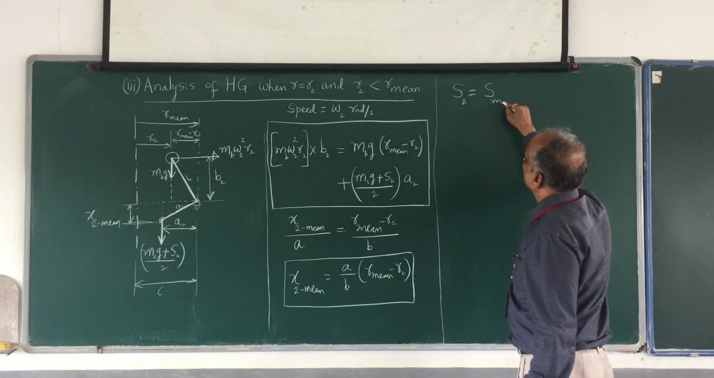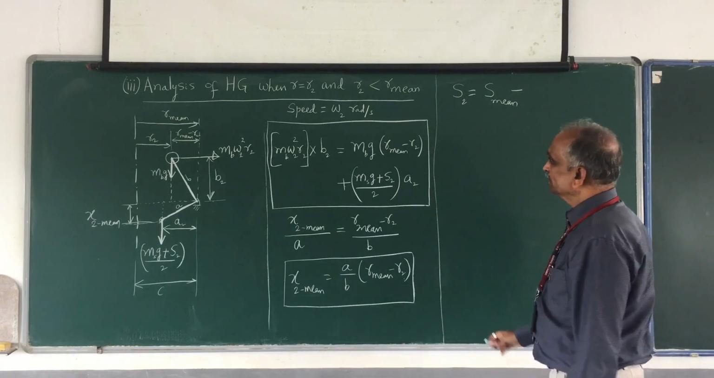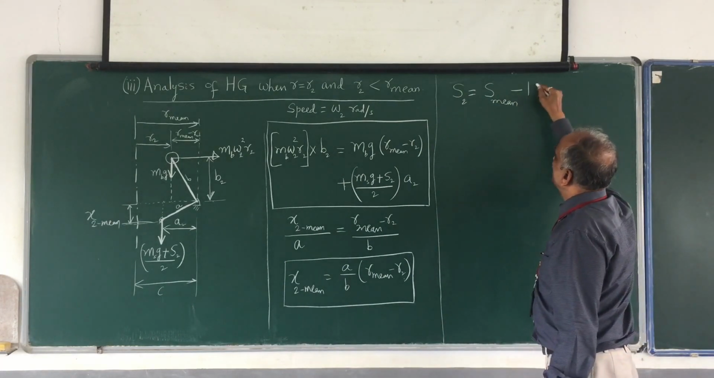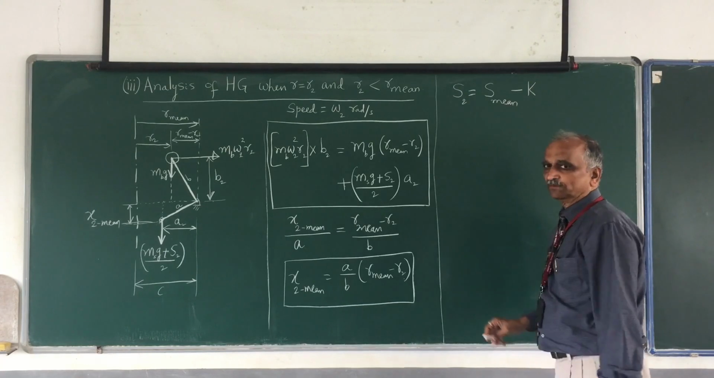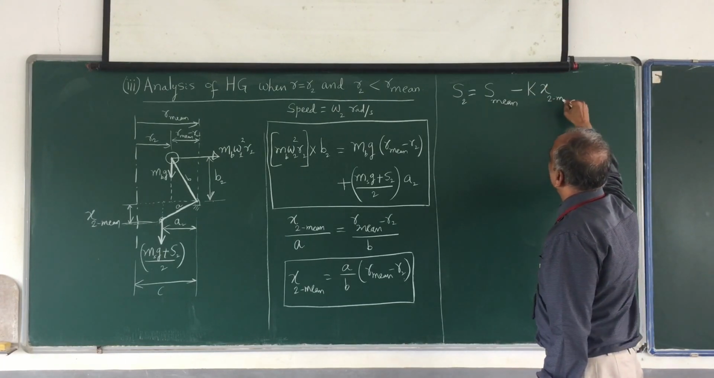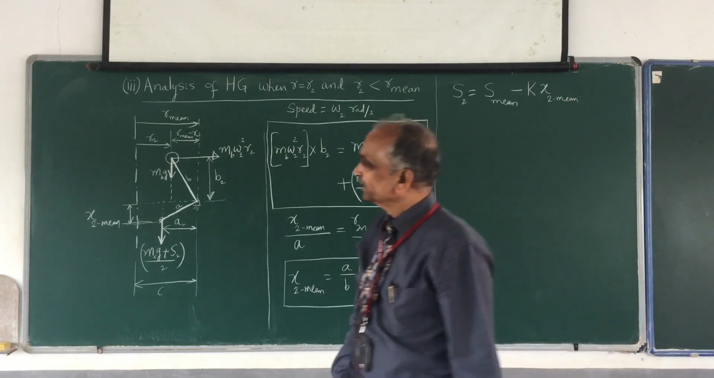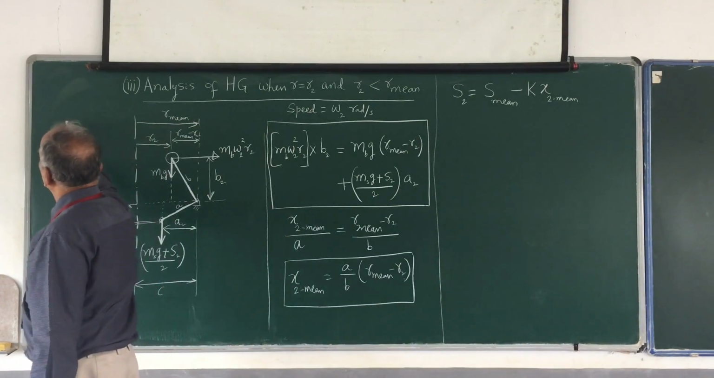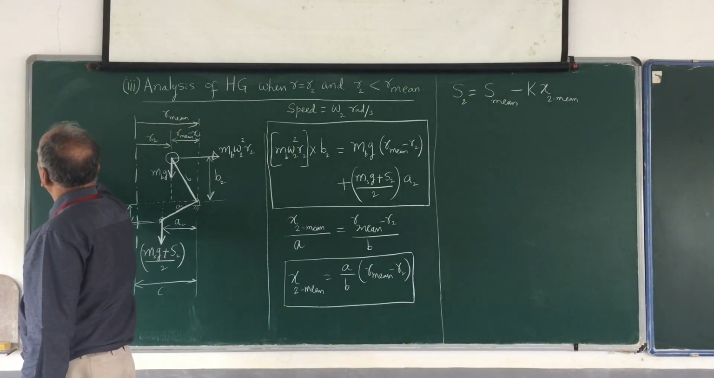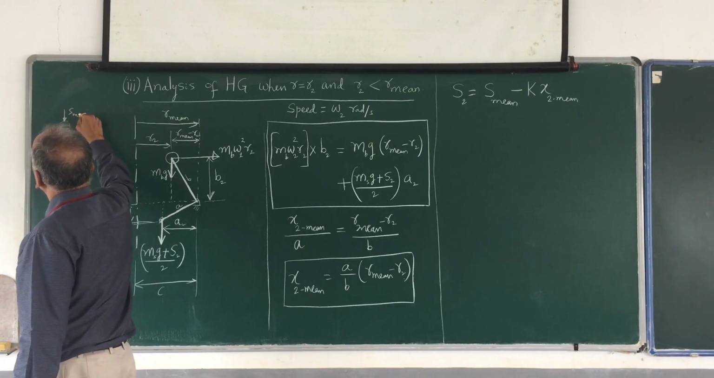Therefore, S2 is equal to S mean minus how much expansion? That is nothing but k, the stiffness of the spring, multiplied by x2 mean. This is the displacement. So it is like this. You have a spring, say, in the mean position. It is already compressed. This is what I mean by S mean.